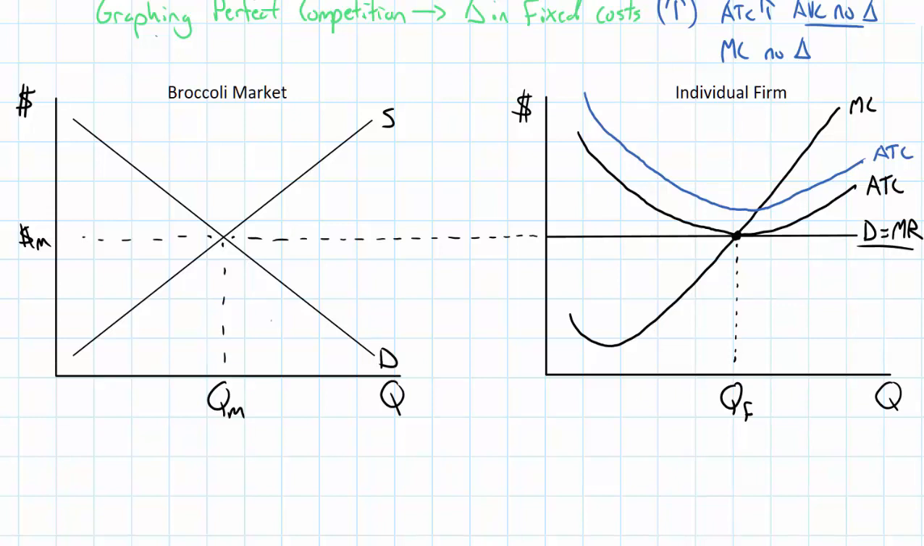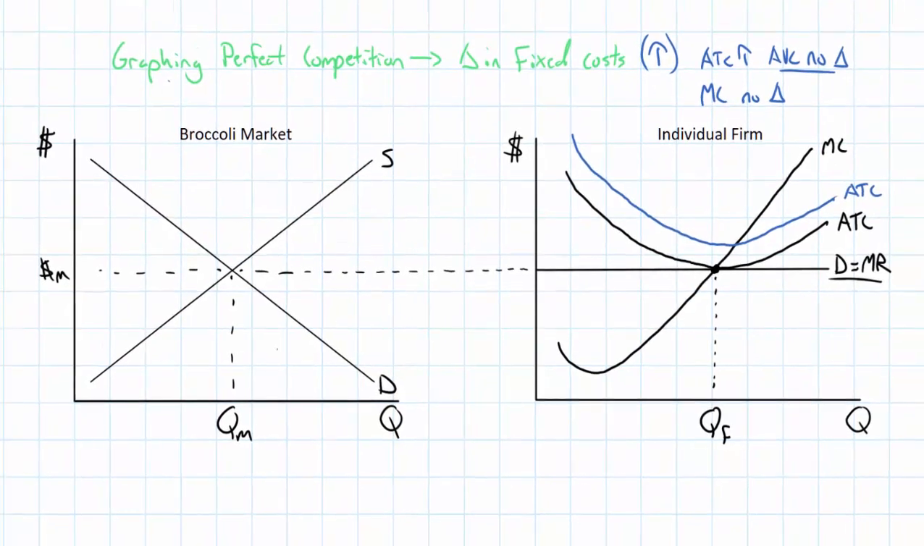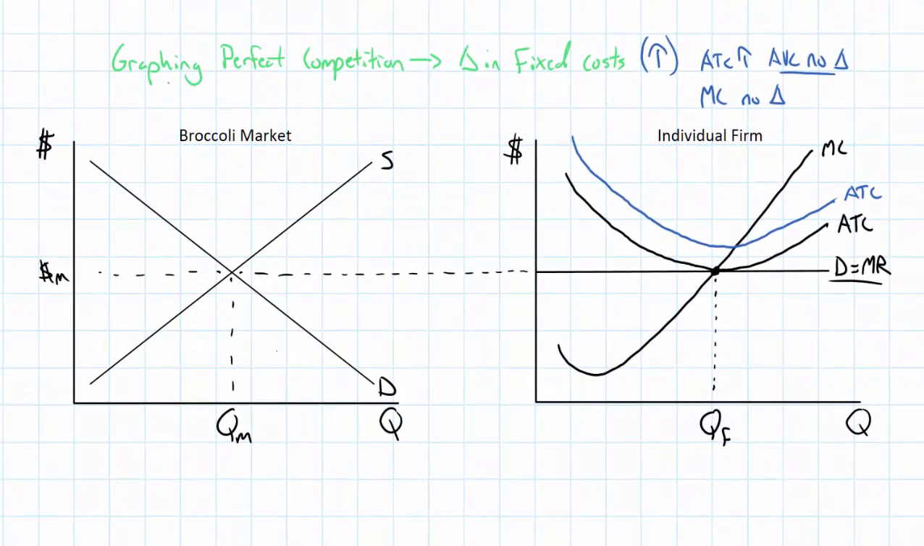Now, because my output is not changing, and we'll assume that everybody else in this industry has the same change in fixed costs, if my output's not changing, that means that their output's not changing. So nothing changes with my supply curve. And that part's fundamental to this. And that's why a change in fixed cost is going to be a little bit easier than a change in variable cost. Here, the only thing that shifts is my average total cost curve.